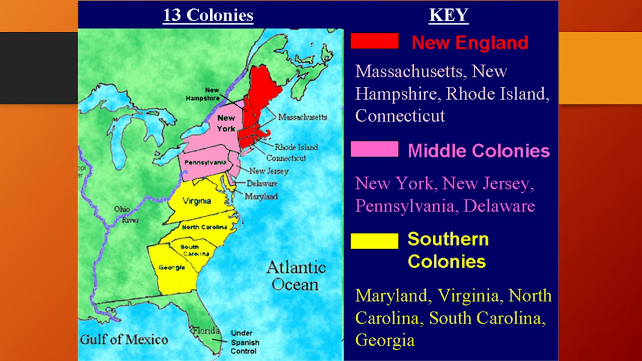So check out these colonies. You've got the South, and they're going to have a better climate for growing crops than the middle colonies. But the middle colonies still have a decent growing season. And then you have the northern colonies, and they're not going to be able to rely on farming as much.